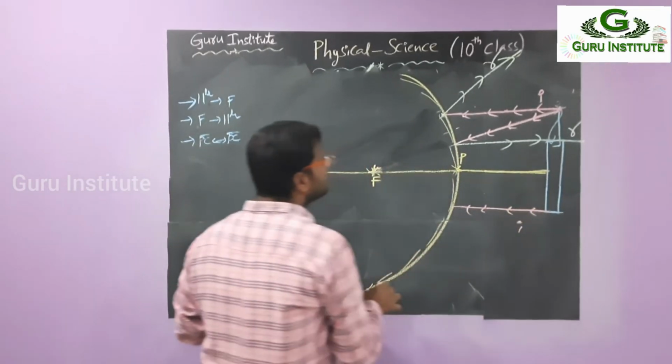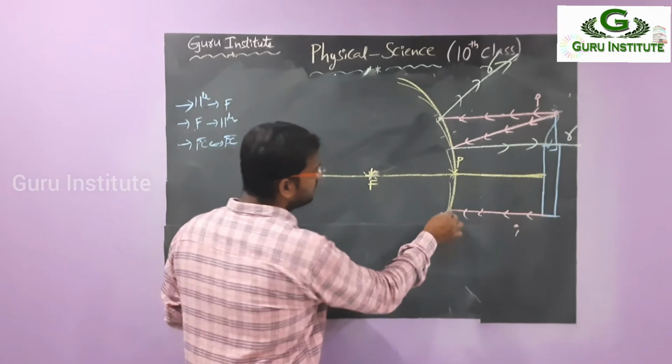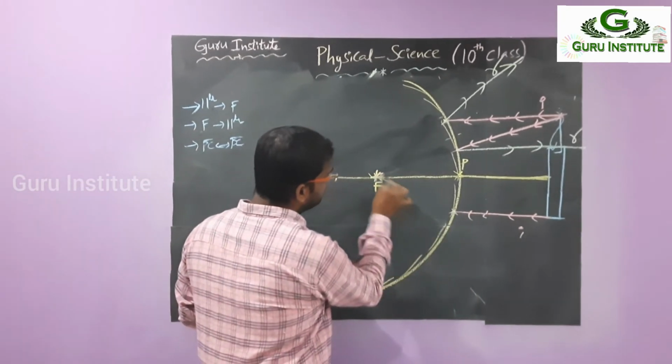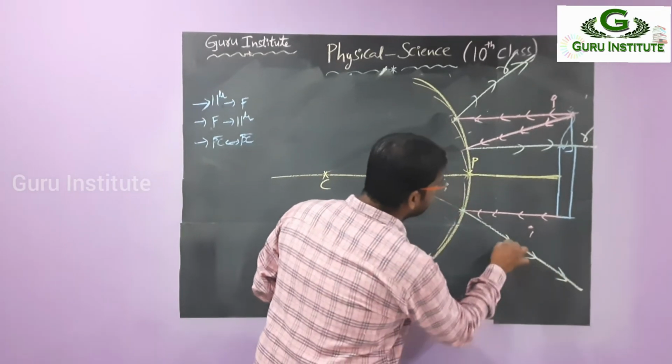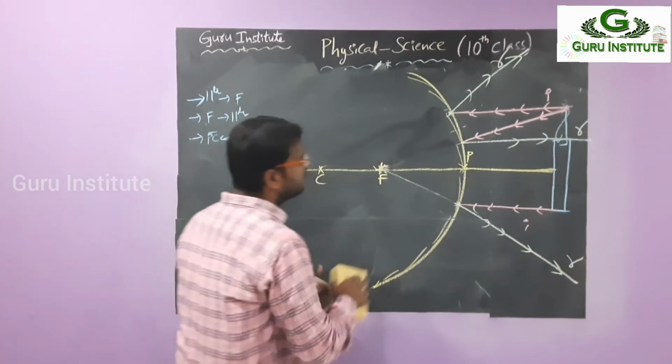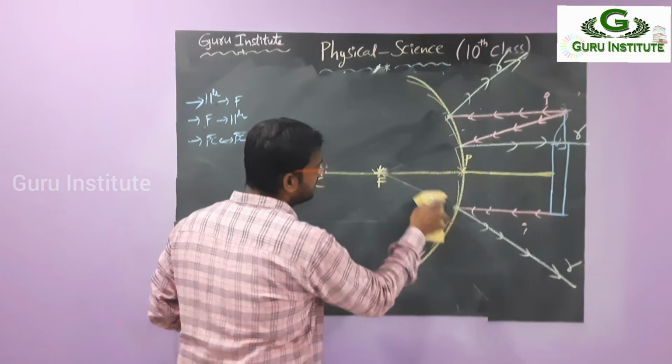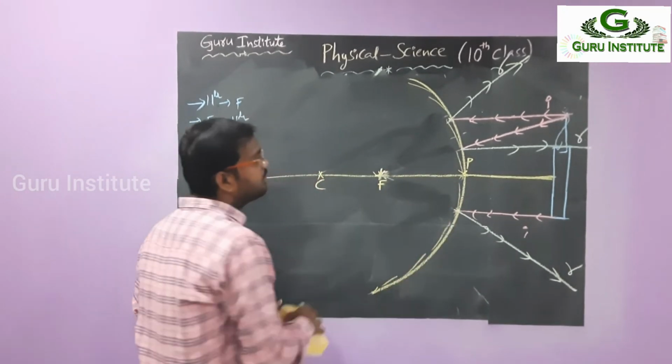Incident. Then what is the next one? Passing through focus. So this is the incident part, this is the focus part. Just join these two. Okay. Passing through focus. This is the reflector. Parallel to principal axis, passing through focus. The rest is clear. So next, what is the second point?